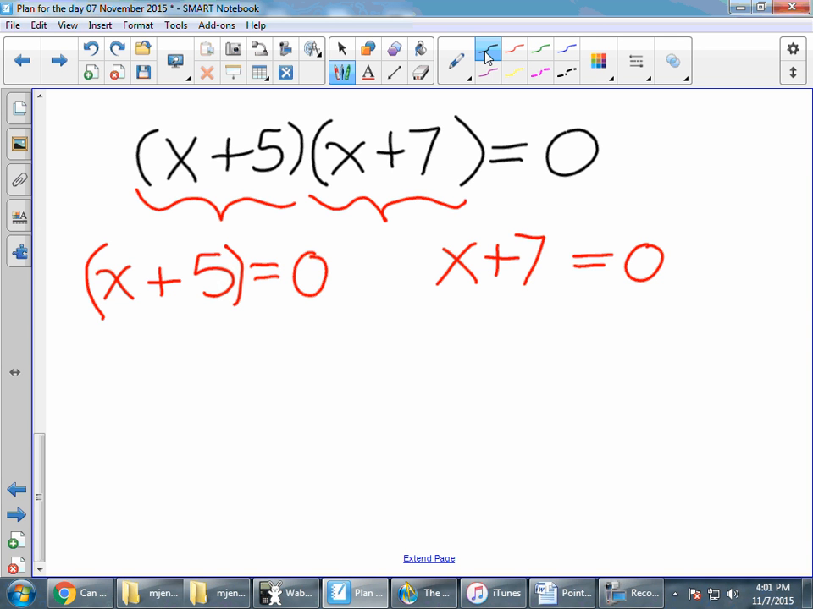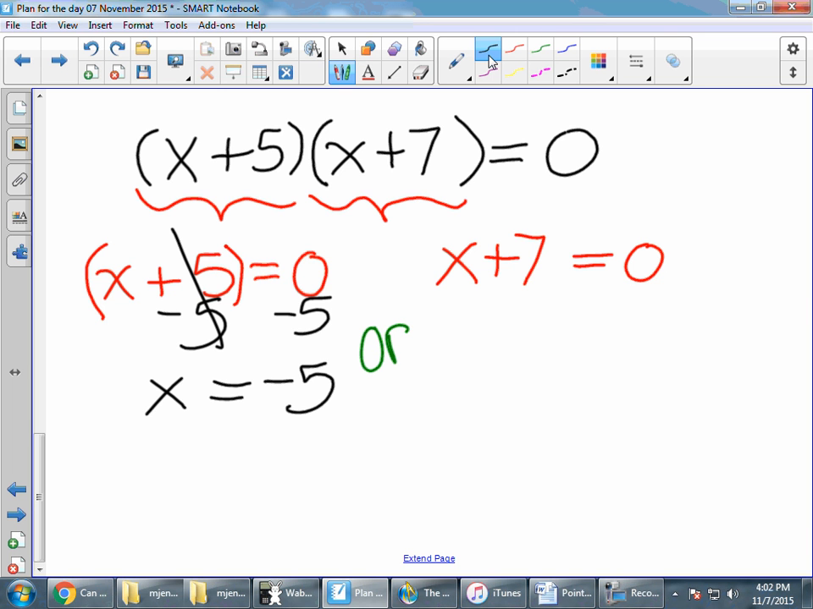All right. In the first case, if we solve this, what would we have to do? How do we get rid of the 5? Subtract 5. Okay. So minus 5, minus 5, easy peasy, x equals negative 5. But that's just one condition. So for another condition, we have to look over here and solve the same way. Minus 7, that's canceling it out there. X could also equal negative 7.